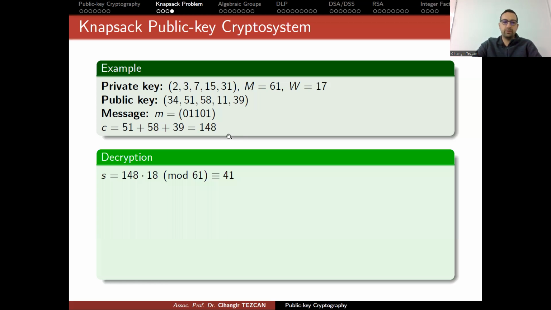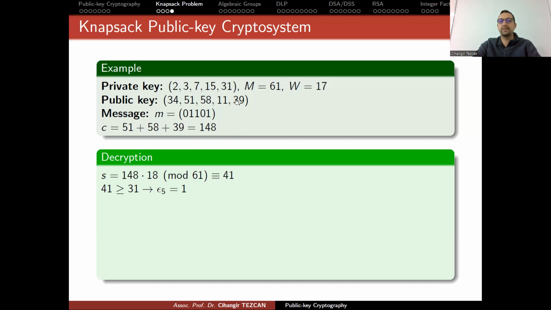So what I do is the following. I take this value and multiply with 18. Recall that I was supposed to multiply it with W inverse. It turns out that the inverse of W is 18 modulo 61. So I calculate S and it turns out to be 41. So this is the first step. Next, what I do is as follows.